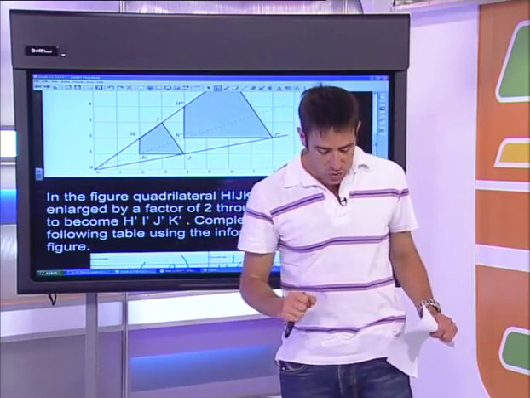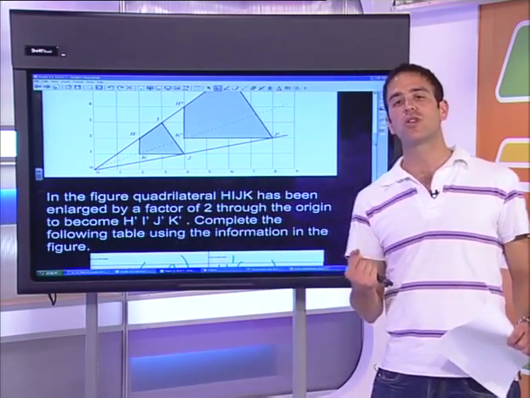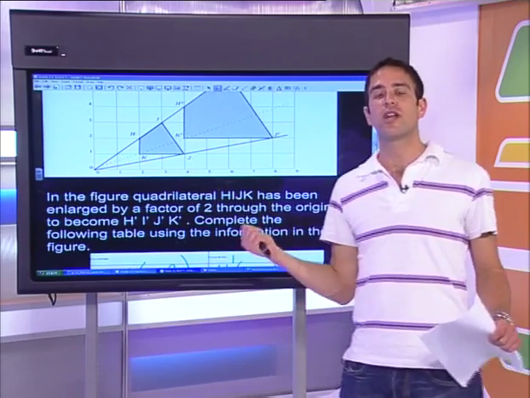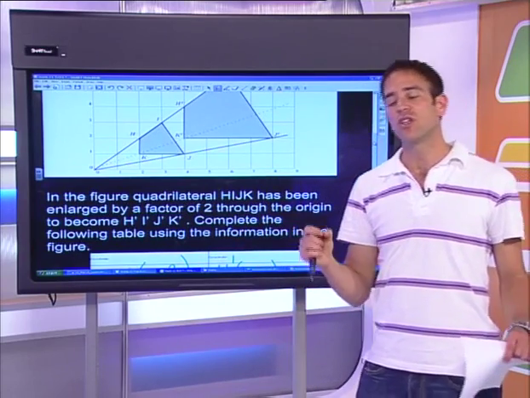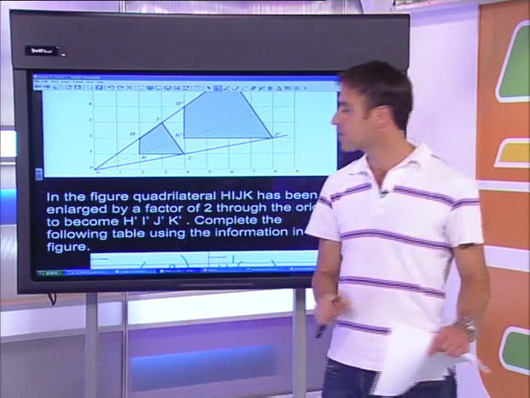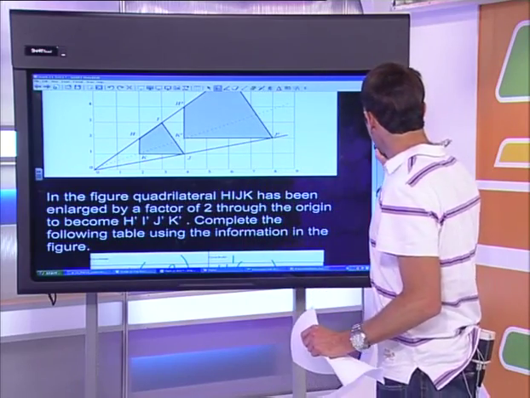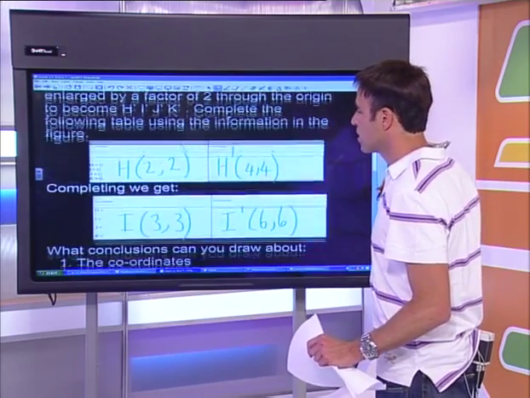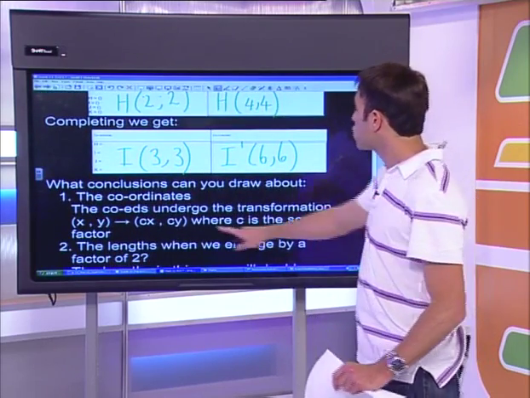So remember, the same as in rotations, you always need to know what the center of rotation is. Here in enlargements and scale factors, you need to know what the center of enlargement is. And it's normally the origin. Okay? What else is being asked in this question? So that's the first part. So we've got our generic rule.